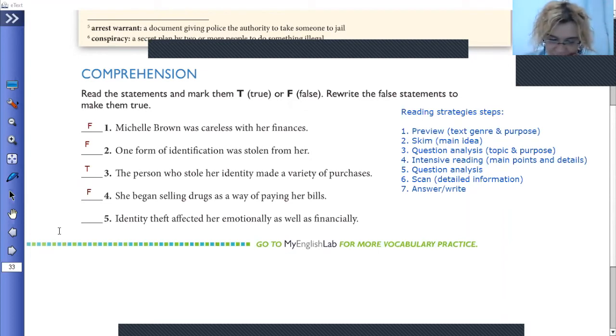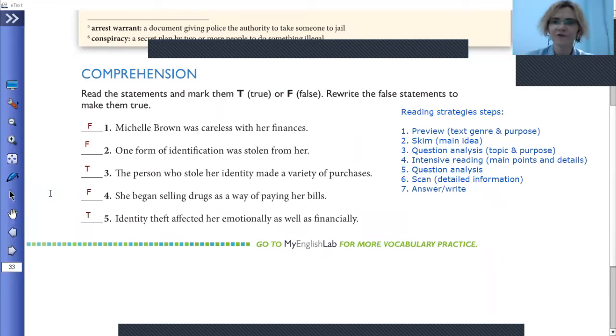Number 5. Okay, let's see. I'm gonna ask Angel. Hi, Angel. Okay, no? Samuel? Good morning, Samuel. Yeah, Miss. Hi, can you please do number 5 for me? Identity theft affected her emotionally as well as financially. It's true. Yeah, very good. Thank you. Okay, guys, do you have any questions about this?